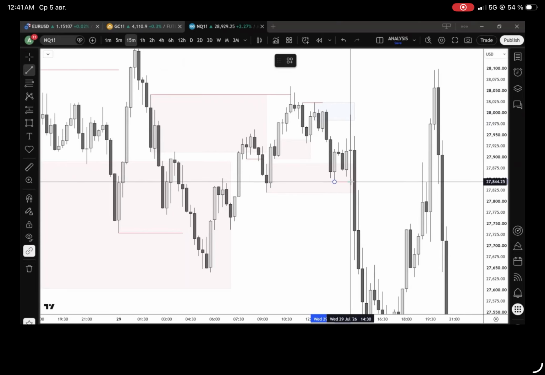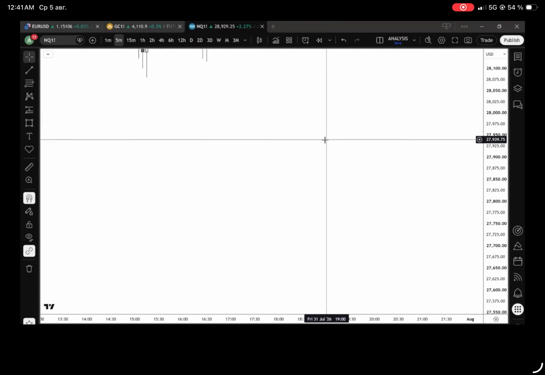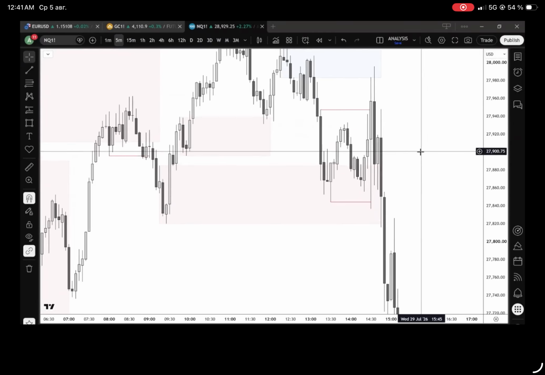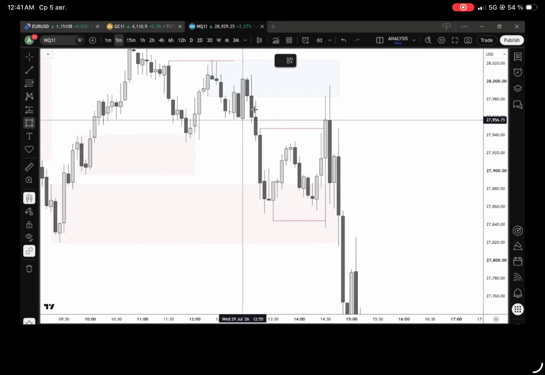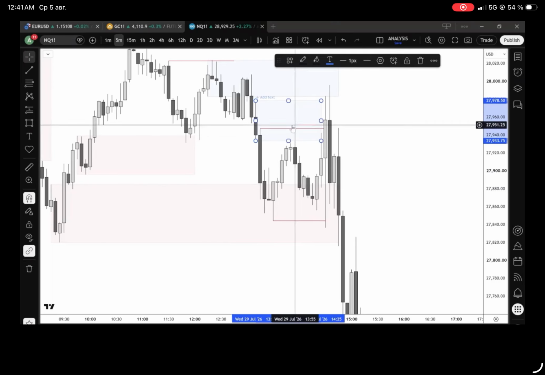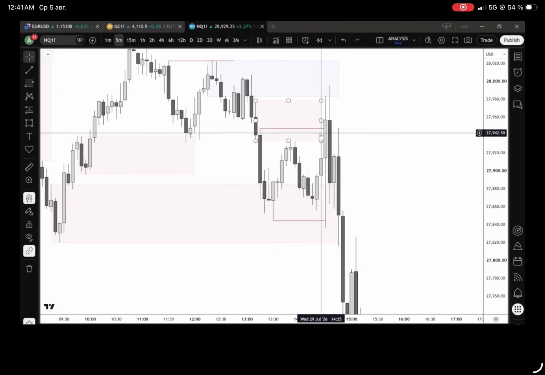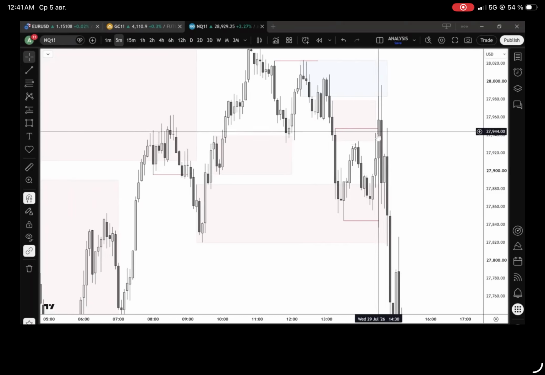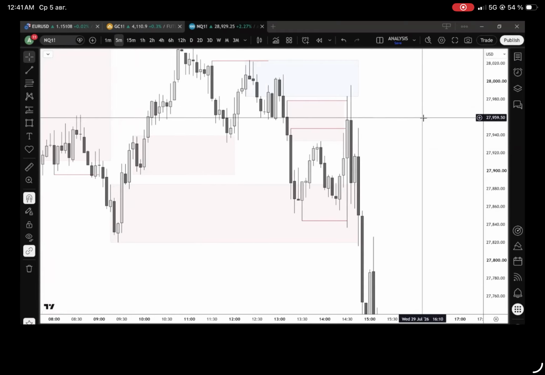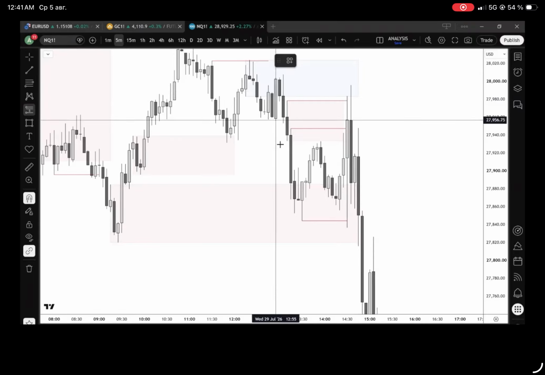Look how on the open, exactly on the open, we induced sellers and then we come up and trap them. Look at the candle that caused that breaker structure. We can go down to lower time frames to see this much better. This is the candle that caused this breaker structure down. We can see that. And what does price do? It comes and takes this high. Now this is exactly where I took my entry.